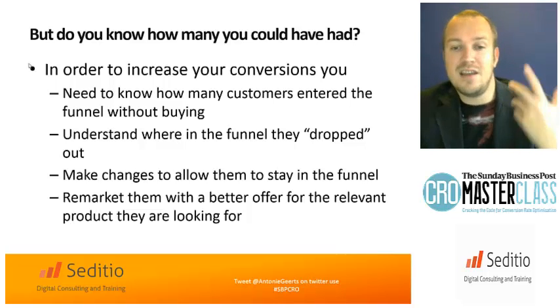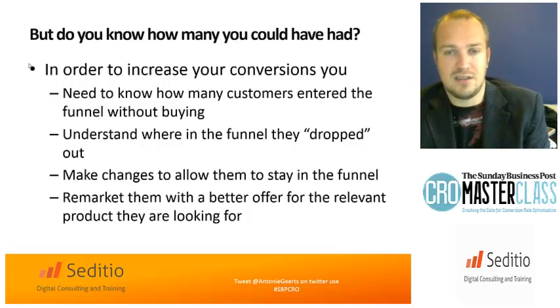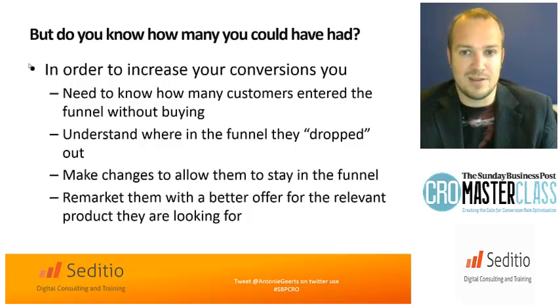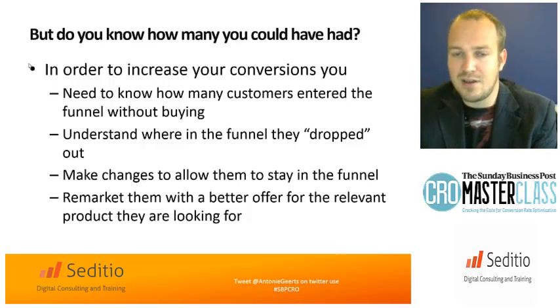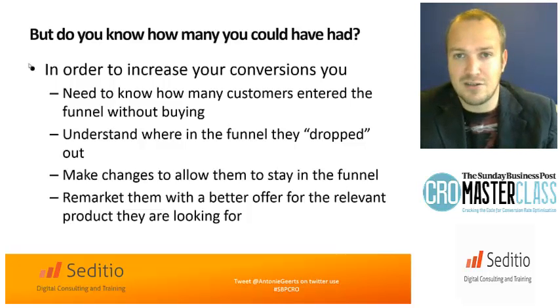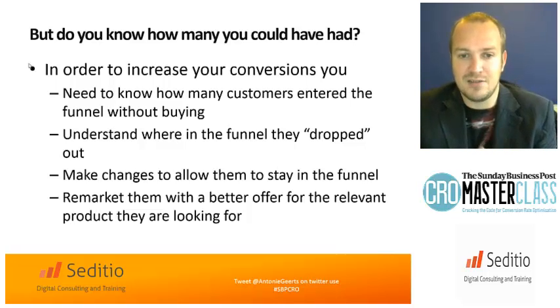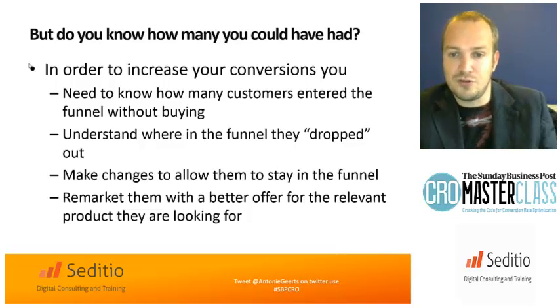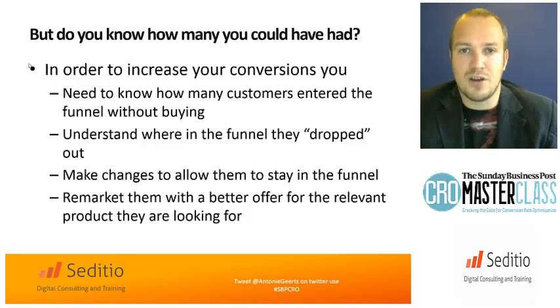So understanding where in the funnel, in the buying cycle, the user dropped out is vital for conversion rate optimization, because if you know where they drop out, then you can maybe find a different way to say, listen, come back and maybe we'll get you an extra discount. Or maybe you need to change your website slightly so that it's more accessible for those users that are dropping out. So making changes to allow them to stay in the funnel. And that's one thing that we're going to talk about when we talk about A/B testing.